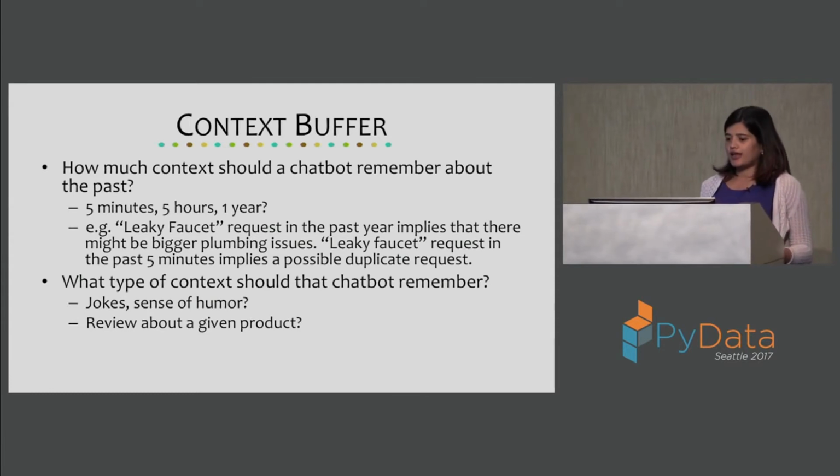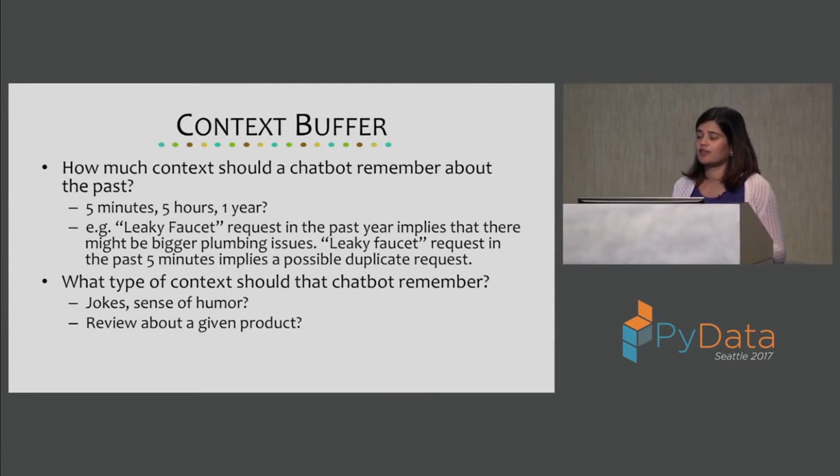If you have that same leaky faucet thing for the past year, that this happened in the last year, it implies something else. It means that there might be plumbing issues in the house. If this leaky faucet request was sent in the last 5 minutes, you think, well, it's a duplicate request. Let me flag it as duplicate because this is already handled. So understanding that context is pretty significant. This is an example of a time-based context, but there are several others that we can think about.